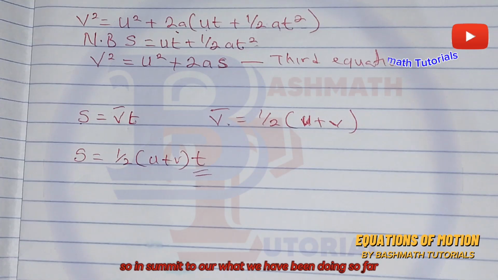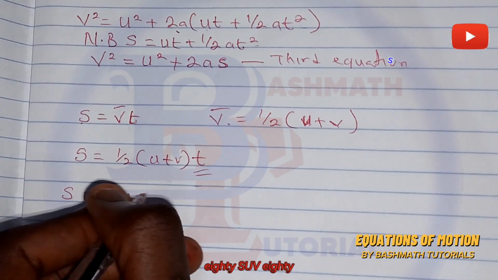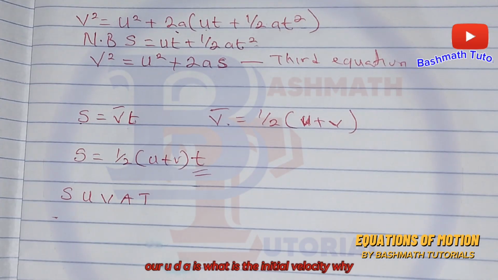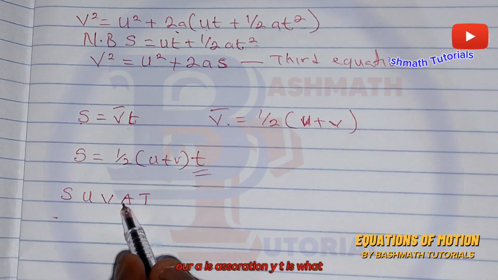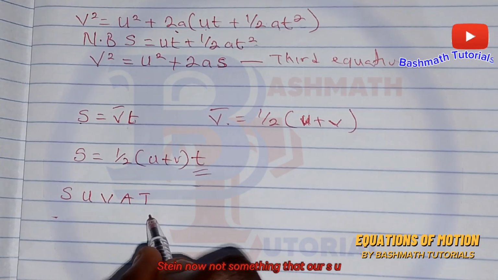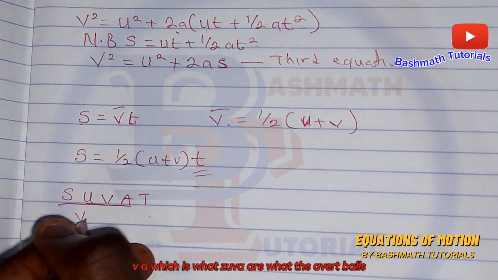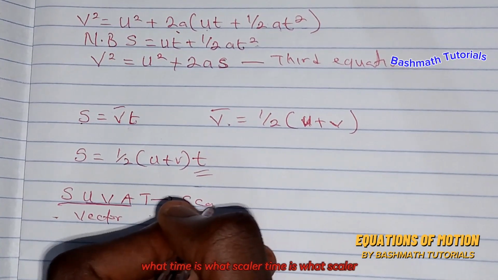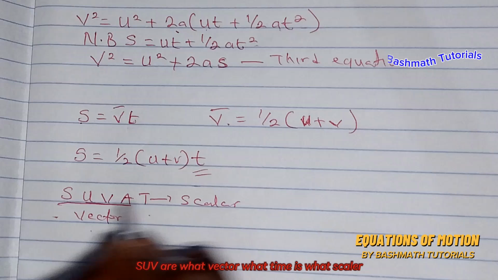So in summary to all we have been doing so far, just know that the equations we are using are SUVAT. And our S here is the displacement. Our U there is the initial velocity, while our V there is the final velocity. And our A is acceleration, while T is time. Now note something, that our SUVA are vectors. All these are vectors, but time is scalar. You can see the difference between those two. SUVA are vectors, while time is scalar.